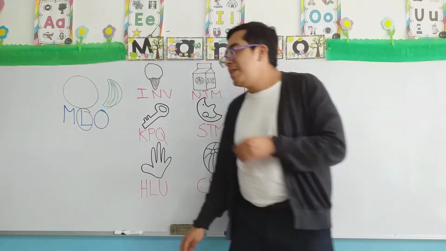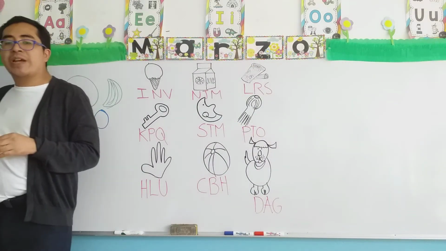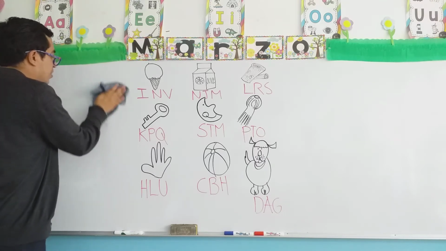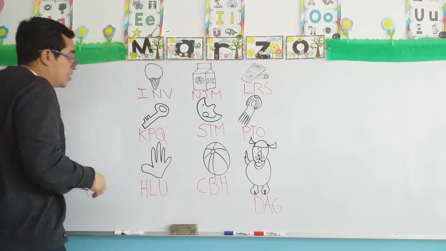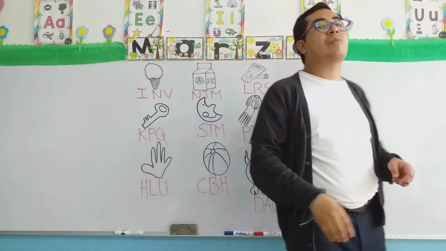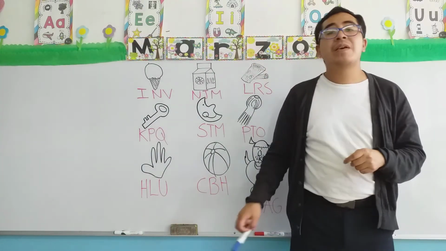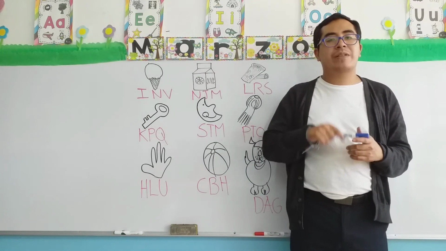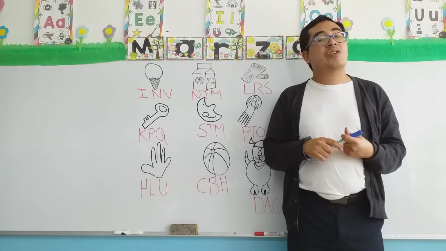So, for this, if you want to circle the correct letter with a pencil or a color, there is no problem. You can use whatever you want. Ustedes para esta actividad quieren utilizar un color, una crayola, un lápiz para encerrar la palabra, la letra correcta. Pueden utilizar lo que ustedes gusten.